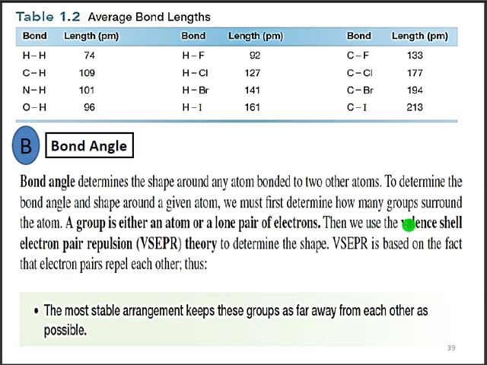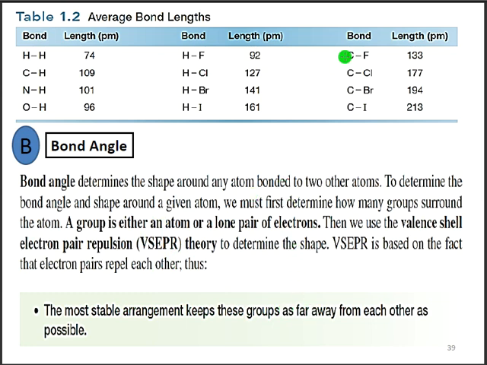Then we use the valence shell electron pair repulsion, VSEPR theory, to determine the shape. Repulsion means تنافر. This theory is based on the fact that electron pairs repel each other. That means if you have two groups, they will repel each other to a very far distance between them. The most stable arrangement keeps these groups as far away from each other as possible.